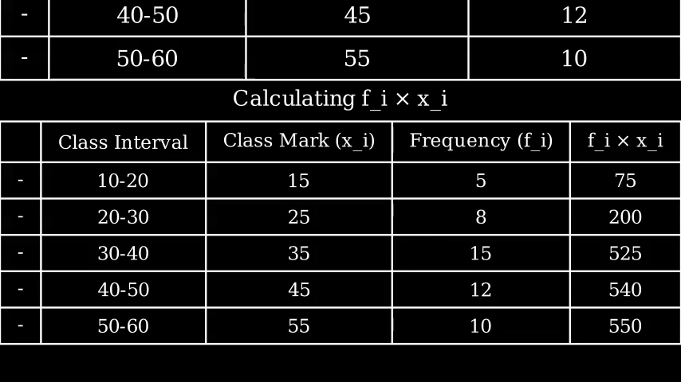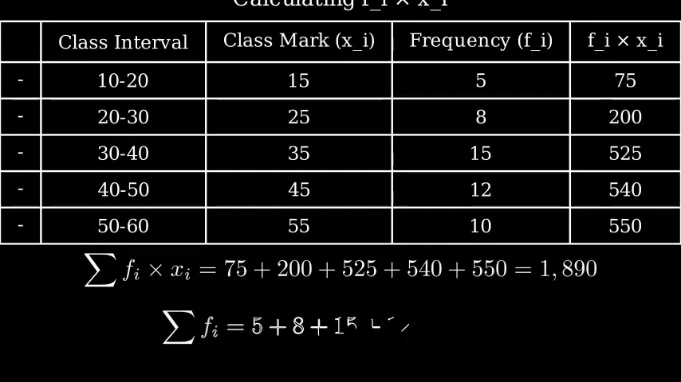Next, we find the sum of all the f_i times x_i values and the sum of all frequencies. The sum of f_i times x_i equals 75 plus 200 plus 525 plus 540 plus 550, which equals 1,890. The sum of all frequencies equals 5 plus 8 plus 15 plus 12 plus 10, which equals 50.